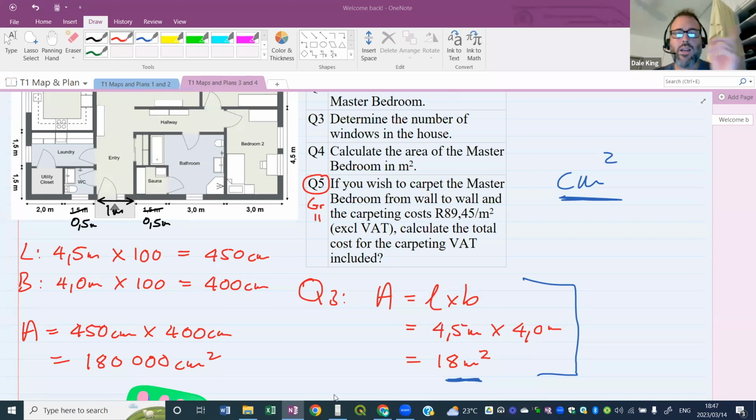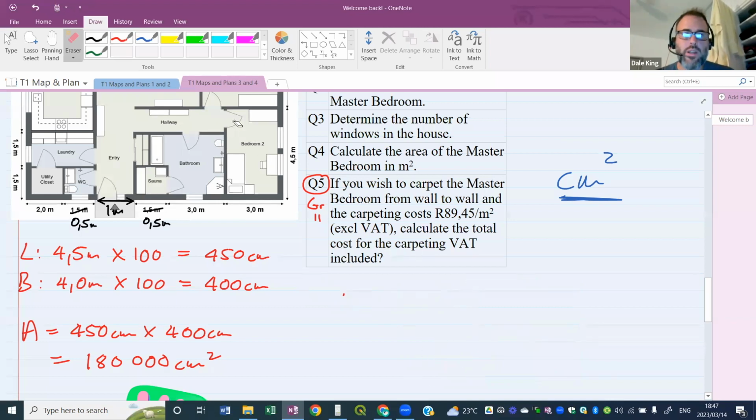Fantastic. Now, I believe some of you tried to change it from the answer here of 18 meters squared. I want to show you what that looks like. There's a second way to do it. If you remember the measurement course, we had units of centimeters here, and units of meters here. We also had kilometers, etc. And I said, if you want to go from meters down to centimeters, you have to times by 100. Most of you know that.